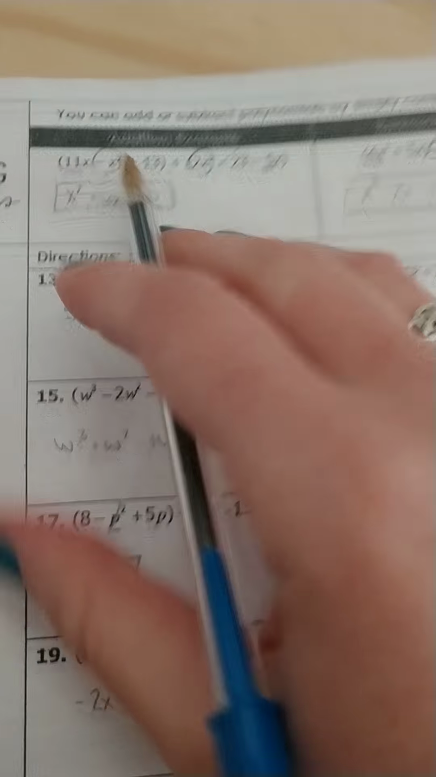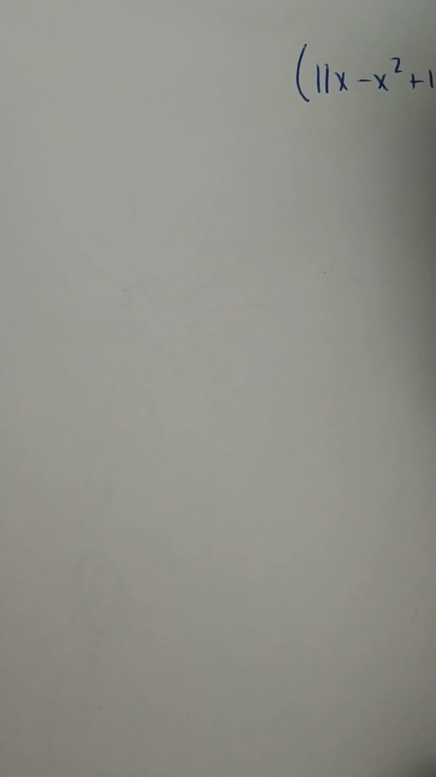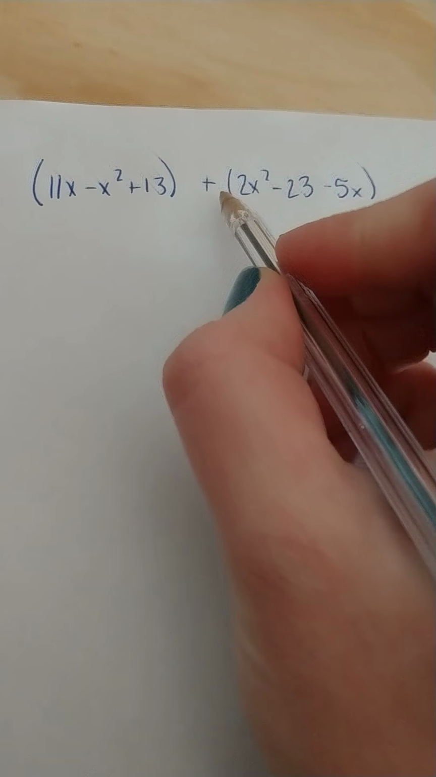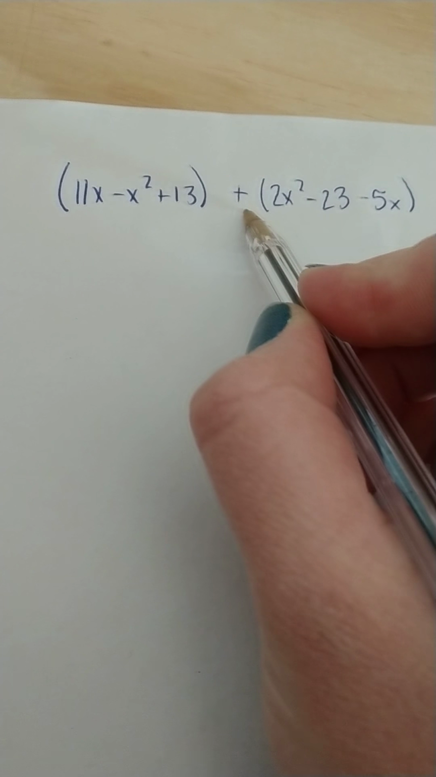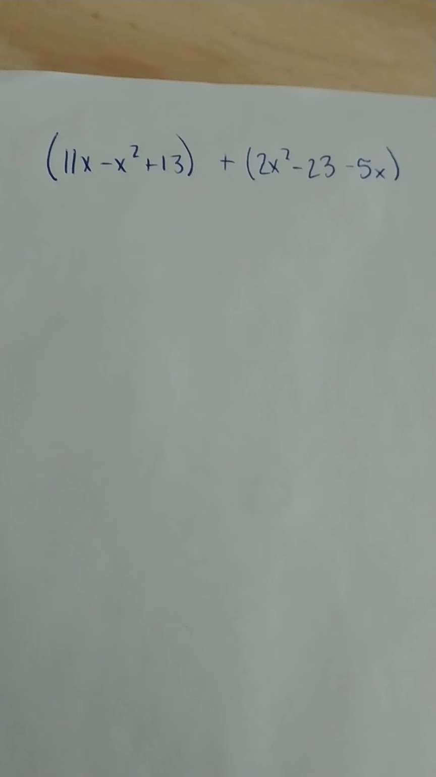All right, so I'm gonna take this example and I'm gonna rework it for you over here on a separate sheet of paper, and that way you can kind of see what I'm doing. So that example was 11x minus x squared plus 13 plus 2x squared minus 23 minus 5x. Oh, that would help if I had my camera on there. You are adding these. I've seen multiple different ways to do this, and I'm going to show you the 2 favorites that I've seen. Favorite way number 1: reorganize into standard form.